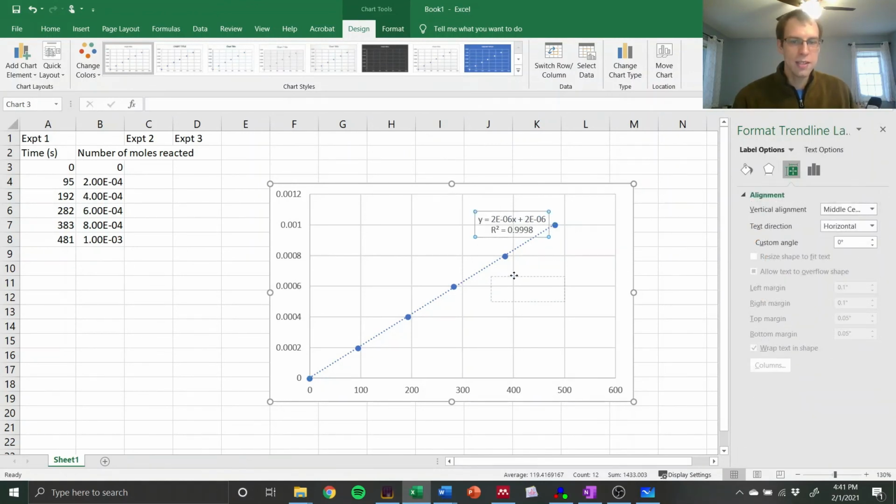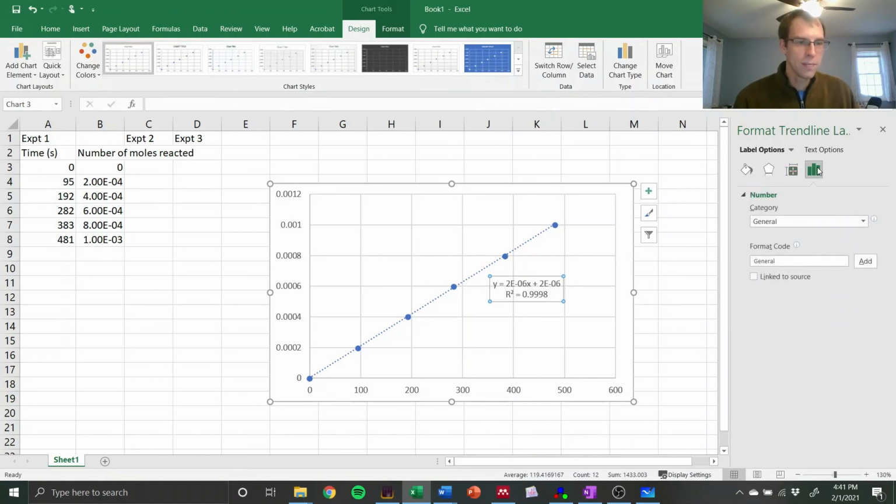Okay, so now we can see our trend line here. This is the slope. This is the r² value. We want to see an r² value that's close to 1 if our data looks good. But we only have 2 times 10 to the minus 6. We need more significant figures than that. So what we do is we double click on this, and we click here, and we need to change the formatting of the numbers in here. So we can change this. We need to change this to scientific and 4 decimal places. And now we can see our trend line is formatted properly.